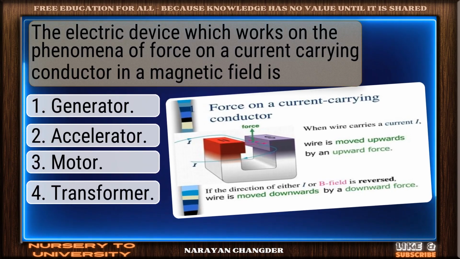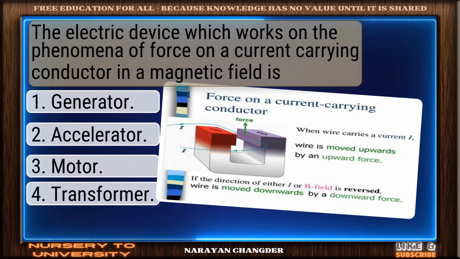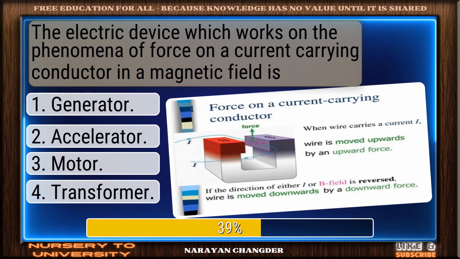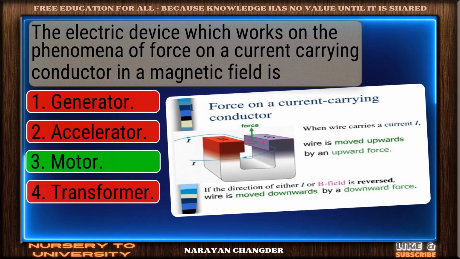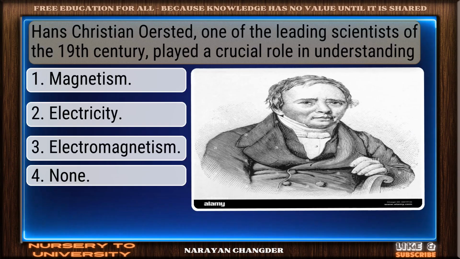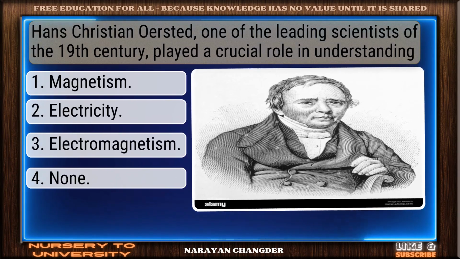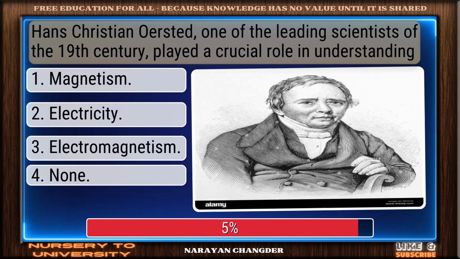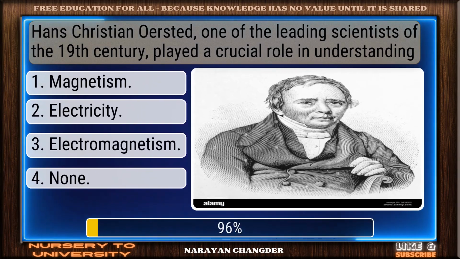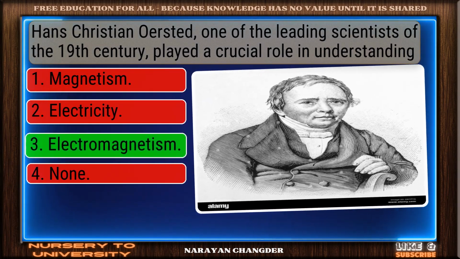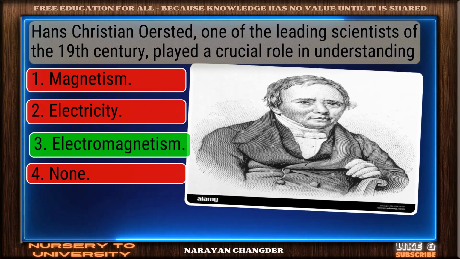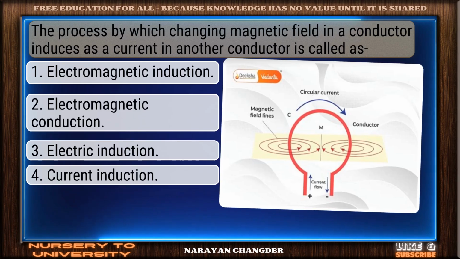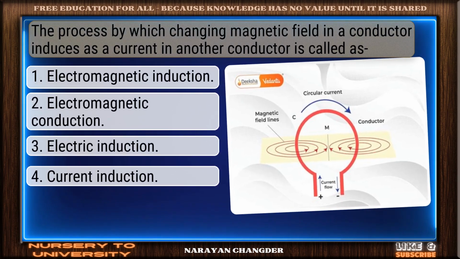The electric device which works on the phenomena of force on a current carrying conductor in a magnetic field is. Solid response. Motor is valid. Hans Christian Ørsted, one of the leading scientists of the 19th century, played a crucial role in understanding. Sharp thinking. Electromagnetism is right. The process by which changing magnetic field in a conductor induces a current in another conductor is called as.